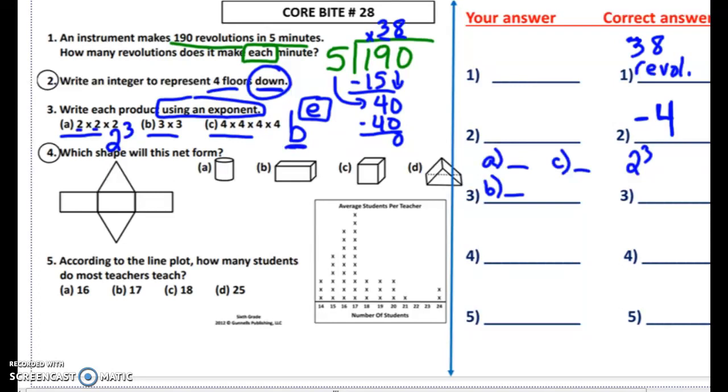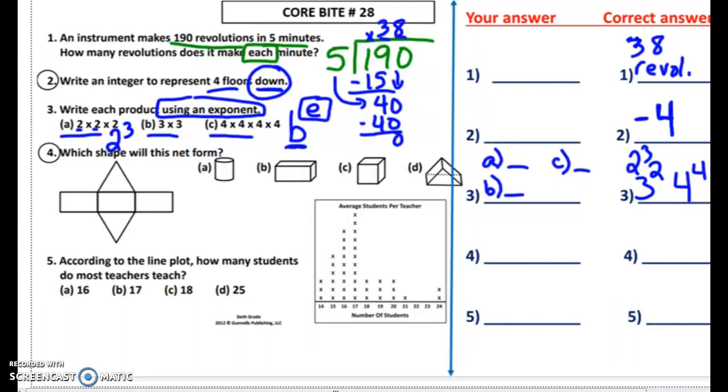For B, you should have written 3 to the 2nd power because 3 is the base, that is the number that's being multiplied over and over, and it's being multiplied twice. So that is your exponent 2. And for C, you should have written 4 to the 4th power. 4 is the number that is being multiplied over and over and over, and it is being multiplied times itself 4 times, so the exponent is 4. Make sure you have your original answers and the correct answers.